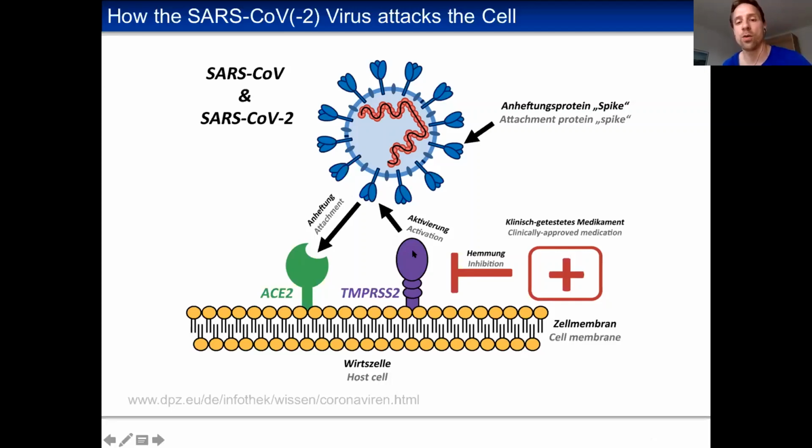And so one big drug target that pharma scientists are currently trying to attack is actually not the virus itself, because eventually we would like to have a vaccine, of course, but at least find a way with some medication to inhibit the action of this TMPRSS2 protease, so that it would then actually close the gate for COVID-19 to enter the host cell.